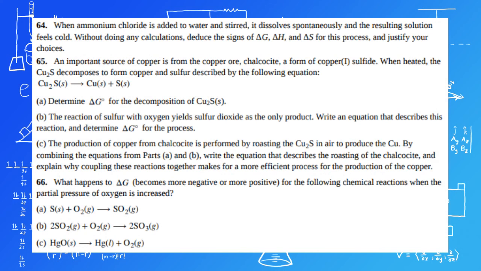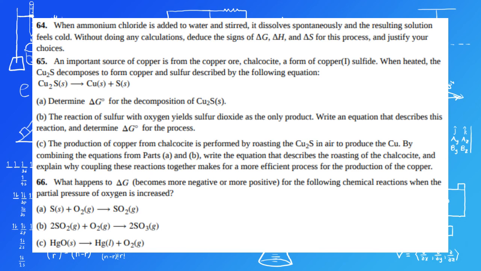Let's see, when ammonium chloride is added to water and stirred, it dissolves spontaneously and the resulting solution feels cold. Without doing any calculations, deduce the signs of delta G, delta H, and delta S for this process and justify your choices. Okay, you already know what to do here.